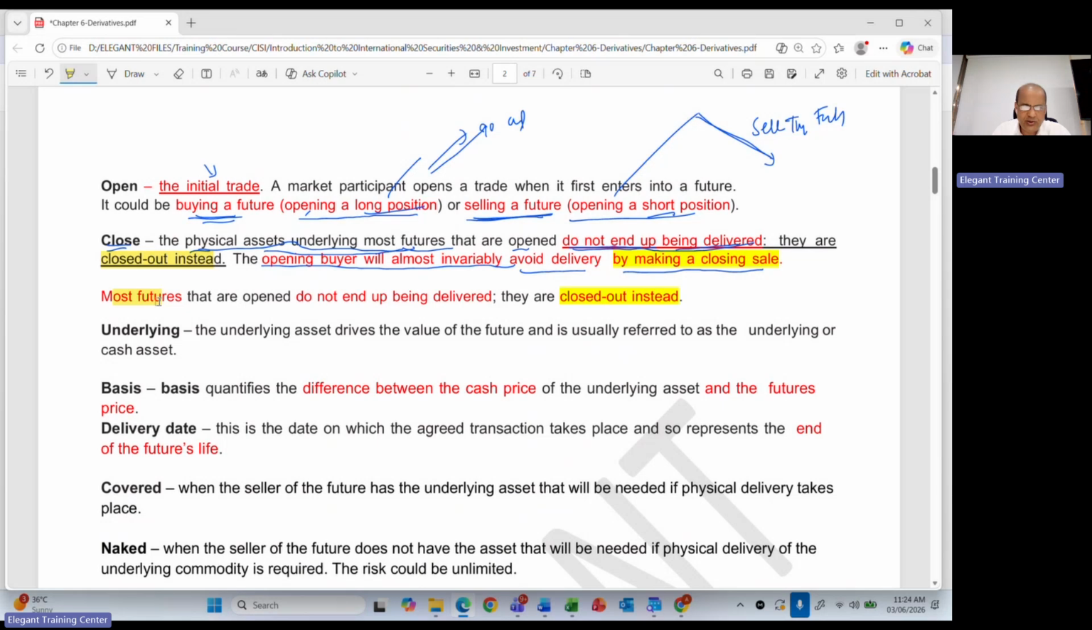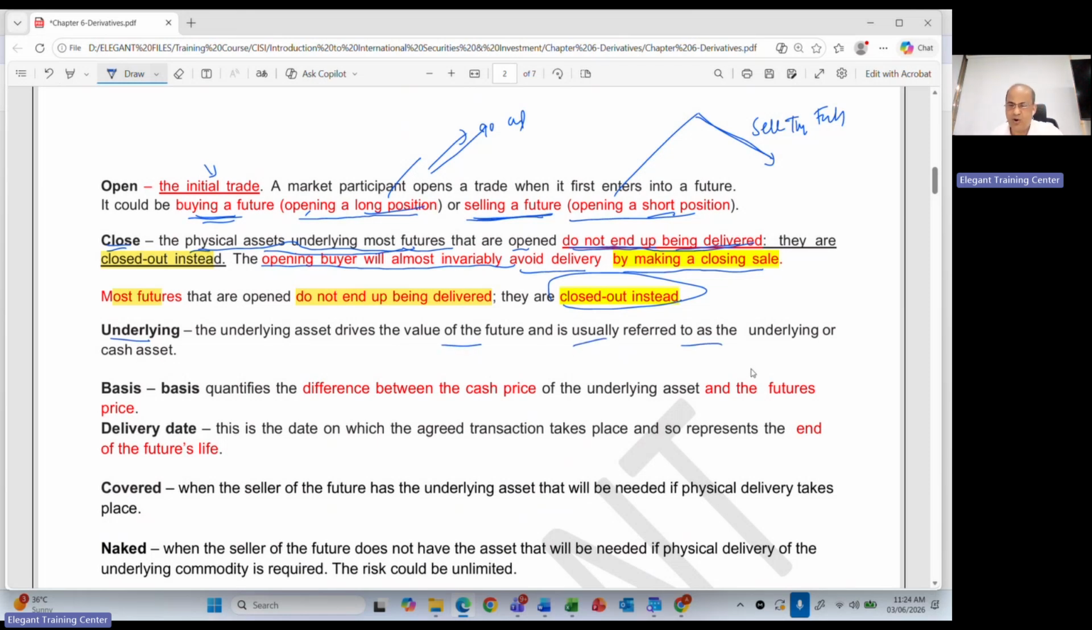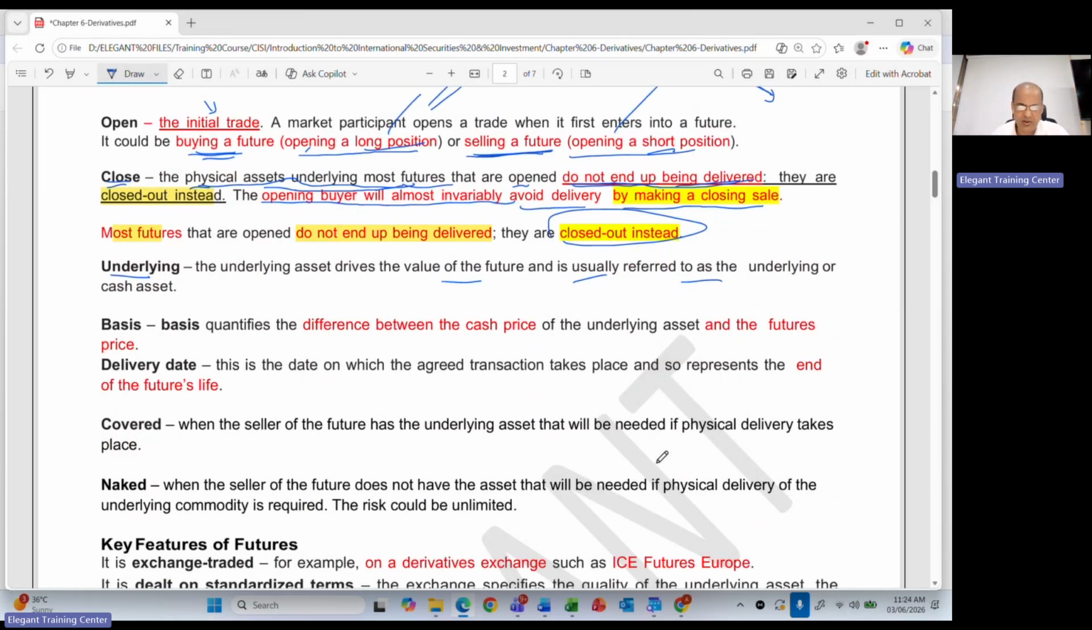So most of the futures do not end up being delivered. It means no delivery happens. Actually, the contracts, the agreements, the difference amount is settled, which is called closed out instead. Underlying means it can be any asset: stocks, shares, futures, bonds, your index future, your currency futures. Those are called underlying assets.